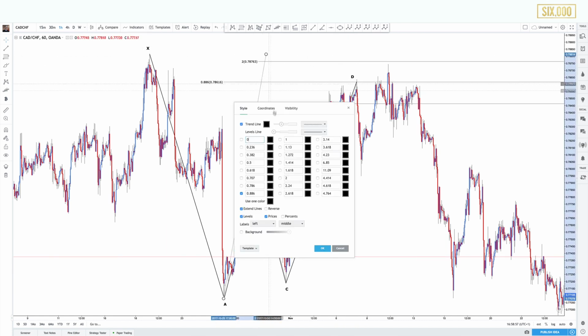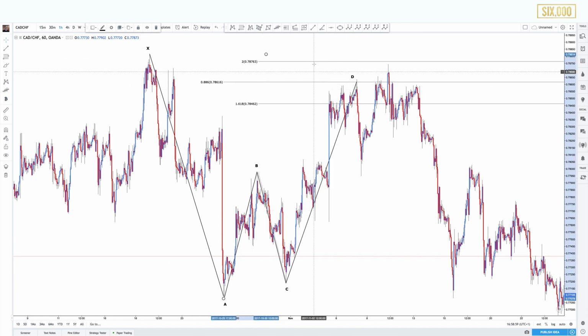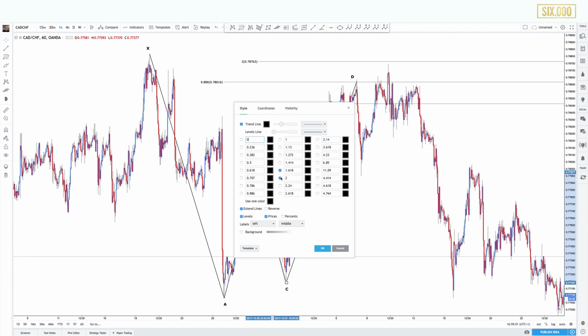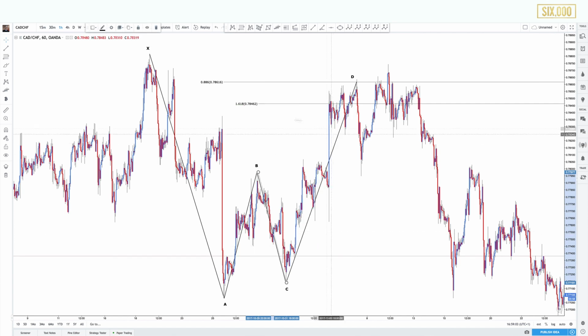I'll just remove this trend line, and I'll clean the charts up a bit. I'll remove that ratio of 2. We definitely confirmed that minimum 1.618. It could be considered as a ratio of 2, but we did get the confirmation here. You can see after price confirmed that 0.886, that's when we got the reversal.